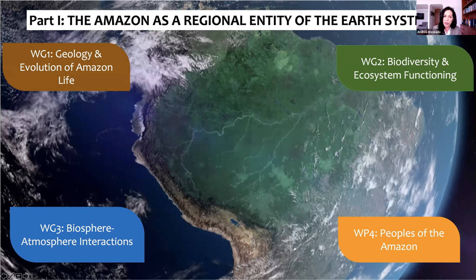Also based on this, we could understand how the biosphere and atmosphere change, not just in the region, but also the global climate. And also how these have affected the biodiversity and the ecosystem functions that the Amazon is doing for the whole world and for the region. And of course, how the people are living in the area and have been living for thousands of years.